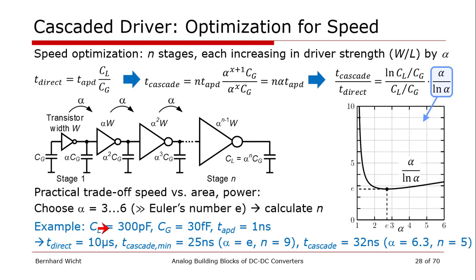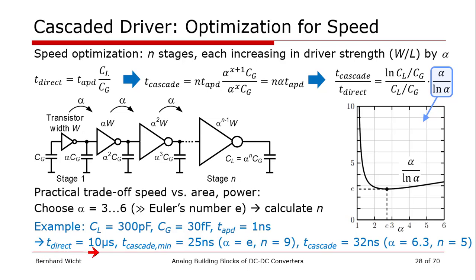I've added some examples. It is always good to have some feeling based on examples. If our power transistor has a gate capacitance of 300 picofarads and our inverter has CG of 30 femtofarads with an average propagation delay of 1 nanosecond, we can already see the direct driving of this large power transistor by this little inverter.